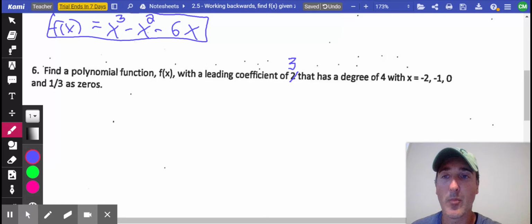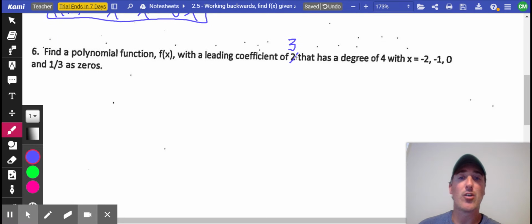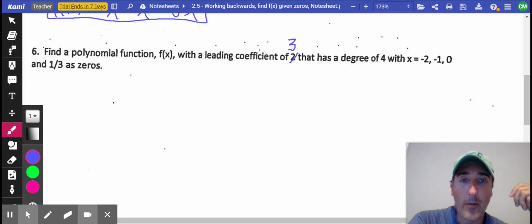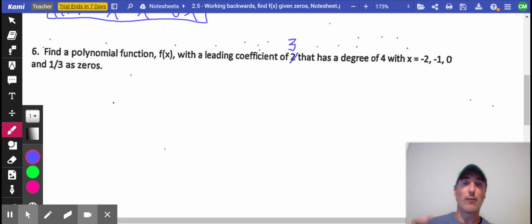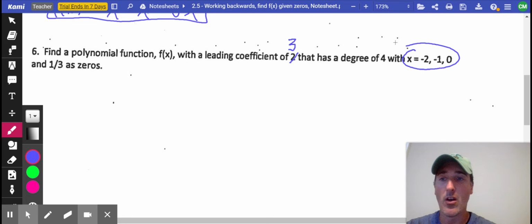All right, let's do one more on this video. This is number 6. Now, one typo, you can see it says coefficient of 2. It should be 3, right? That's a typo. So this one is saying find a polynomial function that has a leading coefficient of 3 and a degree of 4. What that means is our first term should be 3x to the 4th. And it gives us 4 zeros: -2, -1, 0, and then this fraction of 1/3, which is a little bit different.